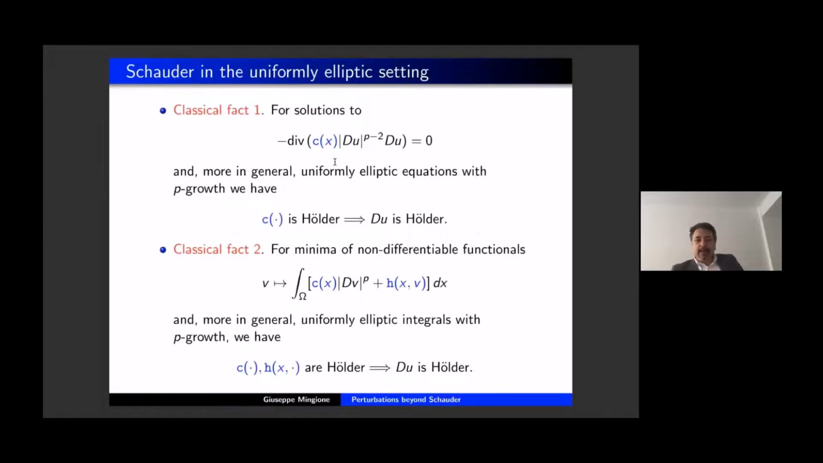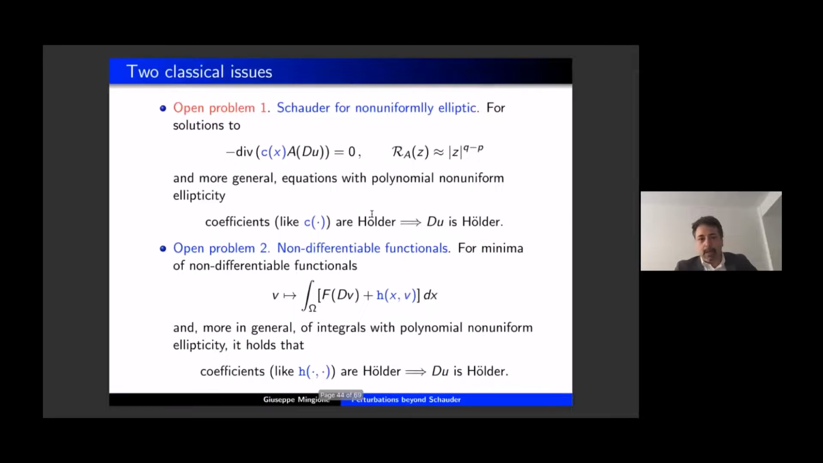So let me summarize. There are two classical facts. The first is called nonlinear Schauder theory. So you put a Hölder continuous coefficient and you want to retrieve Hölder continuity of the gradient. And the second is, let's say, a step behind. You put Hölder continuous coefficients, but you don't even have an equation, but still you want to prove that u is locally Hölder continuous.